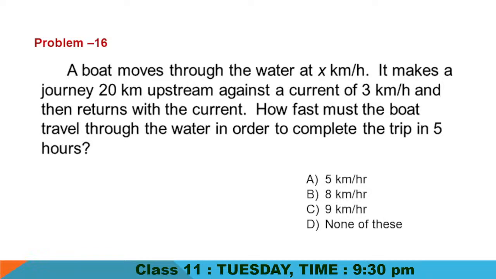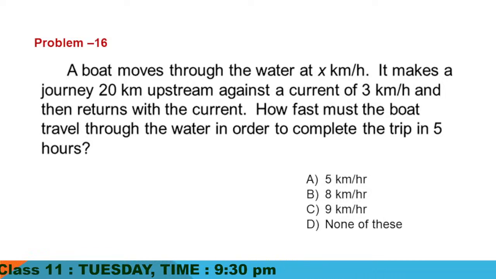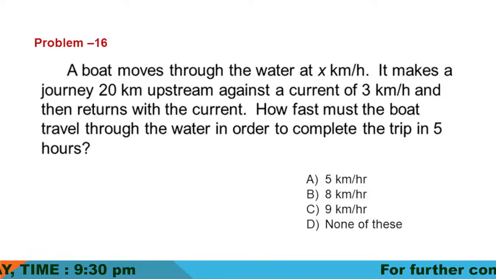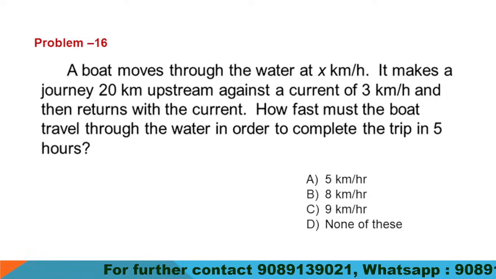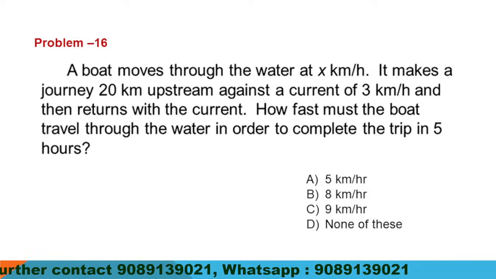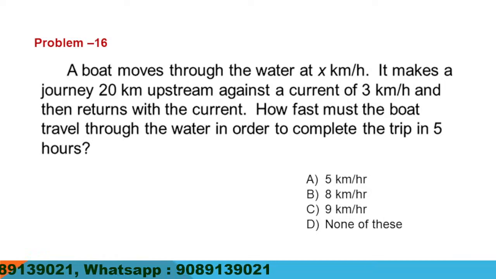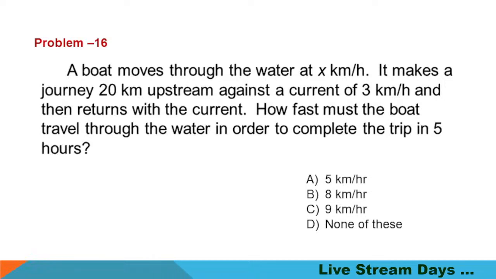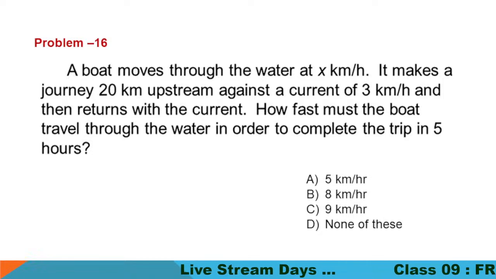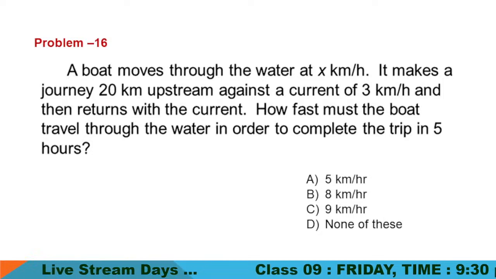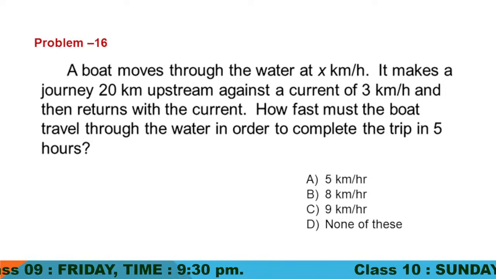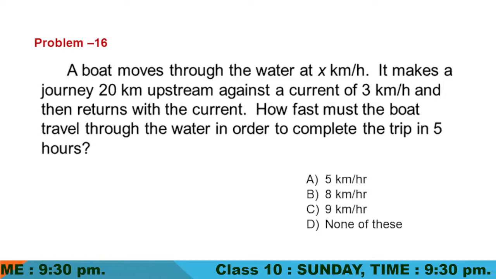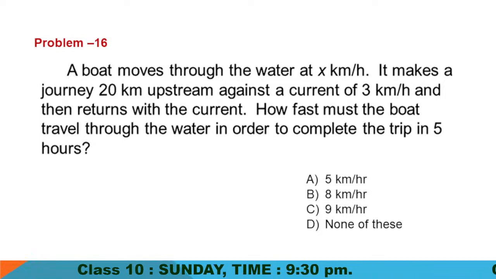A boat moves through still water at x km per hour. It makes a journey 20 km upstream against the current of 3 km per hour and then returns with the current, meaning downstream. Understood? Against the current means upstream and with the current means downstream. How fast must the boat travel through the water in order to complete the trip in 5 hours?